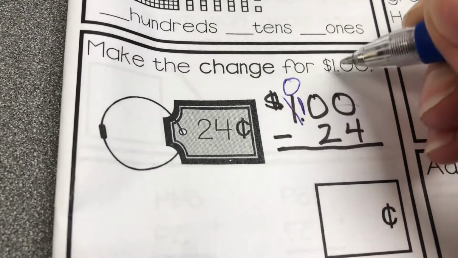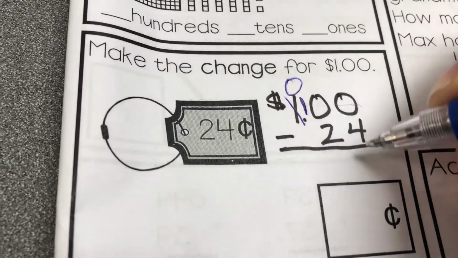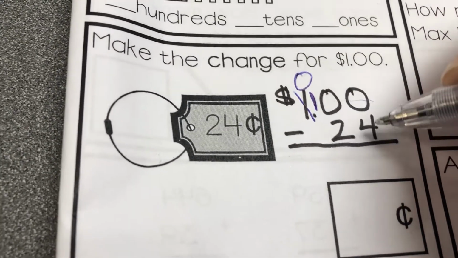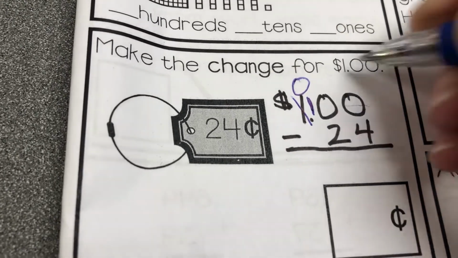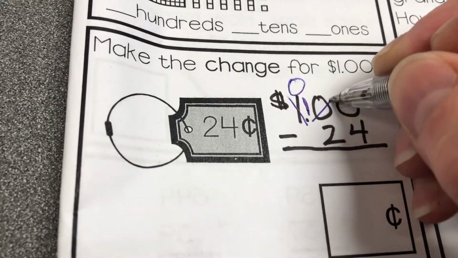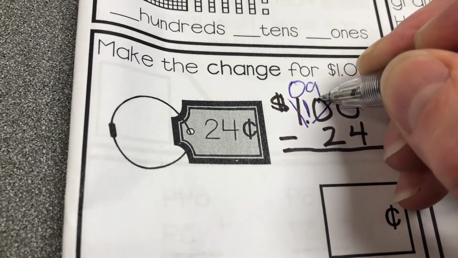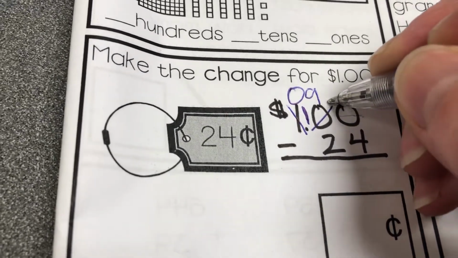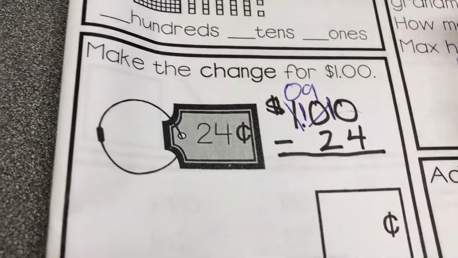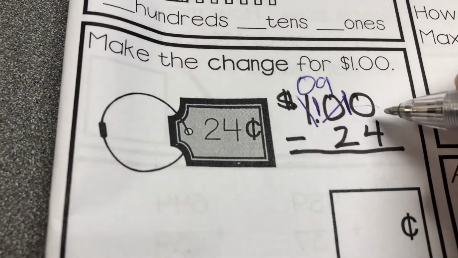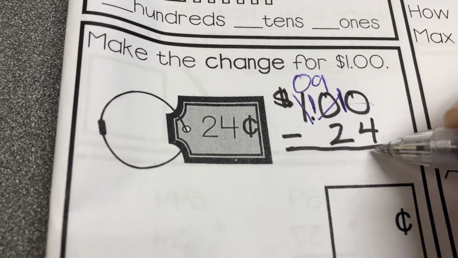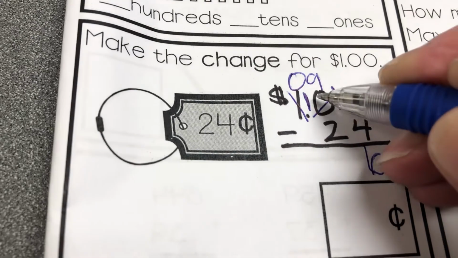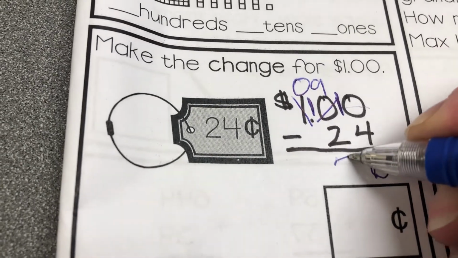All right, now we have to go back. You know we start in the one spot, but we can't take 4 from 0. So we have to borrow from the tens. Now we have 9 tens, and we take a 10, and it becomes 10 ones. And now we subtract. 10 take away 4 is 6, and 9 take away 2 is 7.